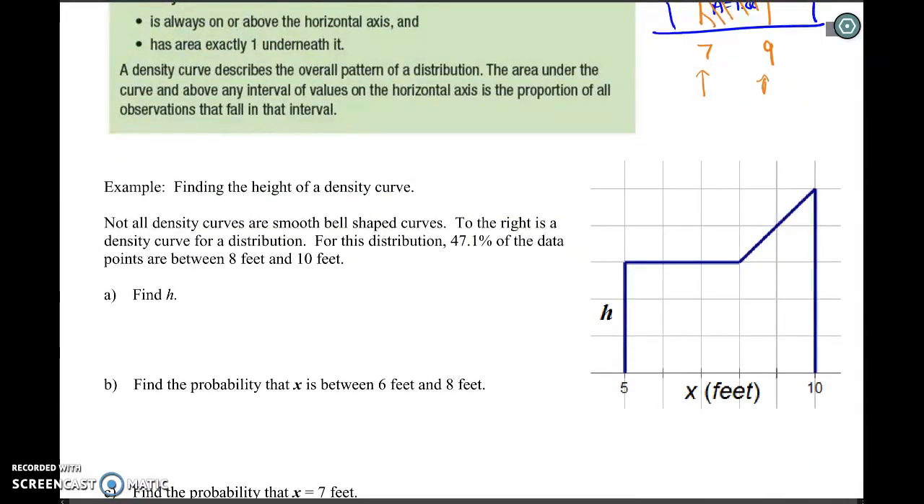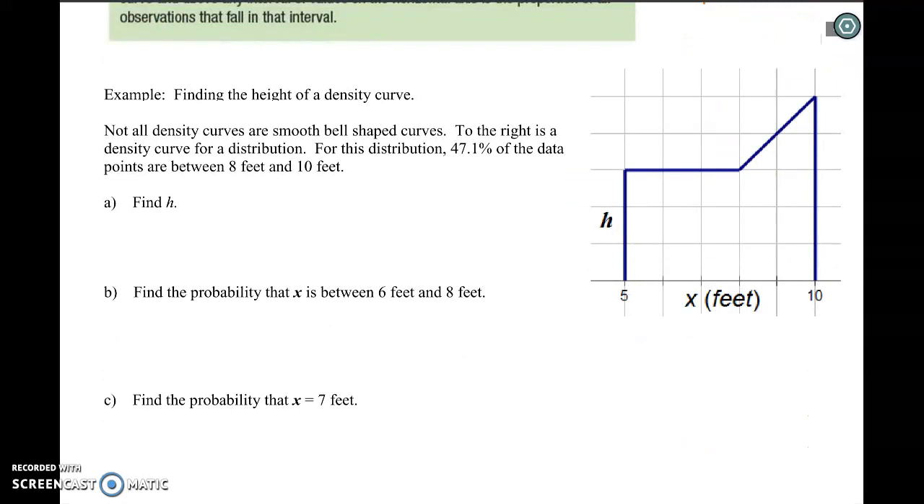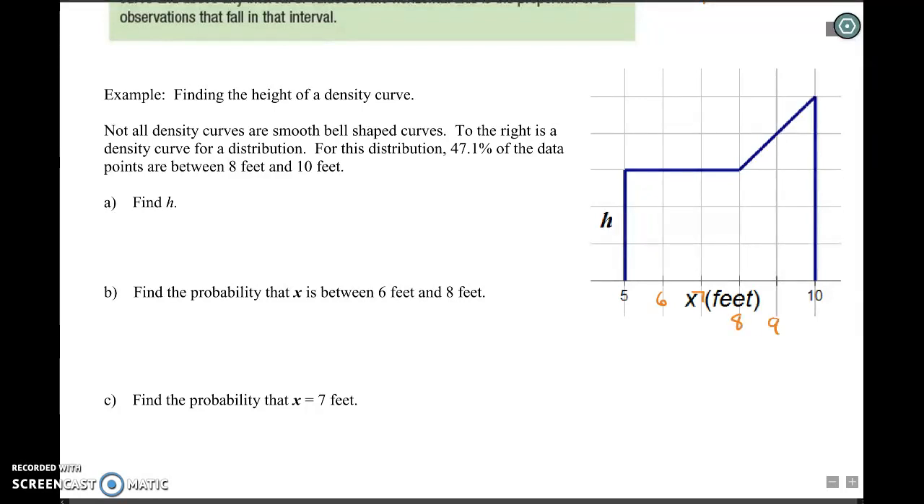Example, finding the height of a density curve. Not all density curves are smooth bell-shaped curves like this one. To the right is a density curve for some distribution. For this distribution, 47.1% of the data are between 8 feet and 10 feet. 5, 6, 7, 8, 9. So between 8 and 10, that's exactly 0.471.